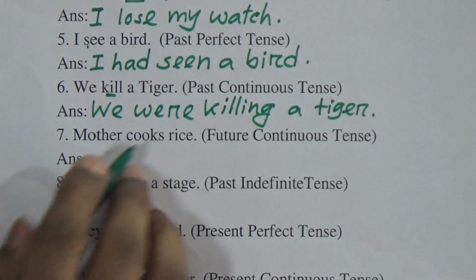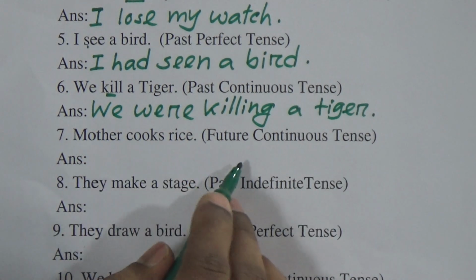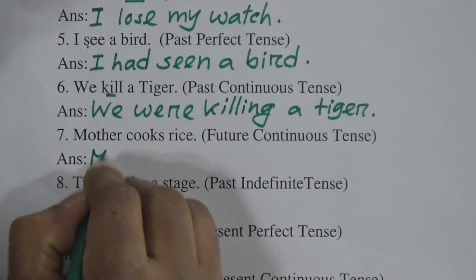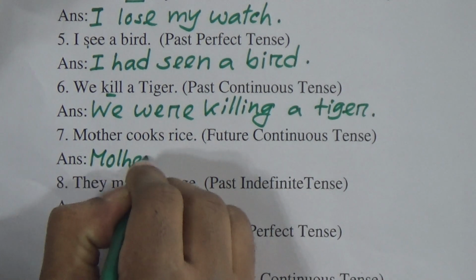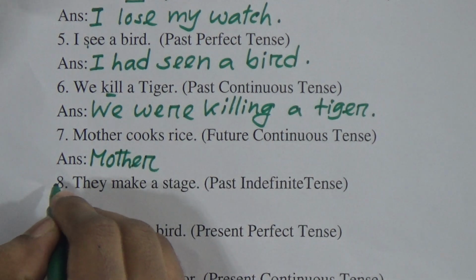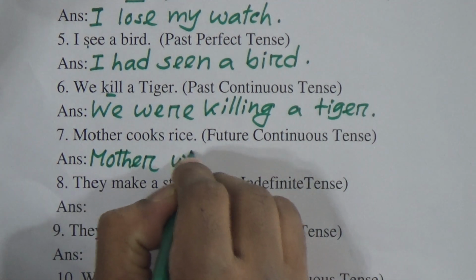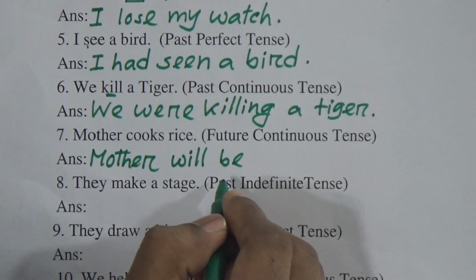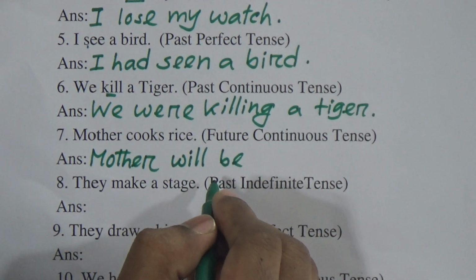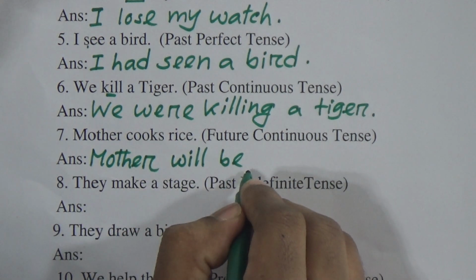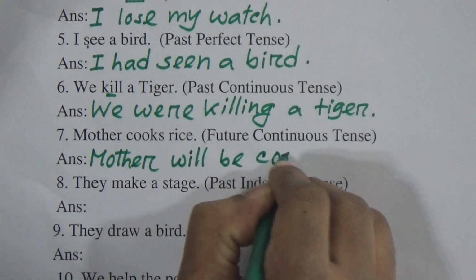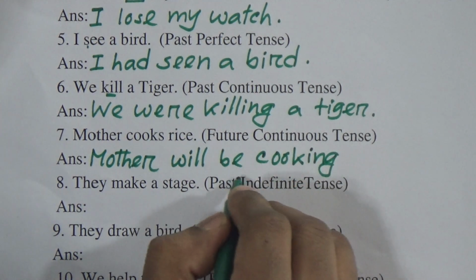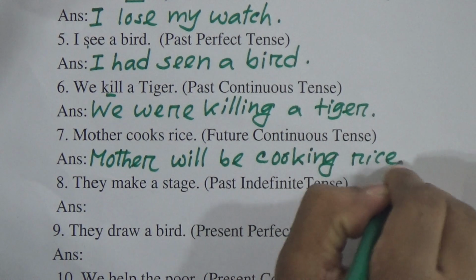Okay? Number 7. Mother cooks rice. You have to make it future continuous tense. So in future continuous tense, what comes first? Subject. After the subject, we have to use shall be or will be. We will use will be here because after I we use shall. So mother will be, and we have to add ing after the main verb. So mother will be cooking rice.